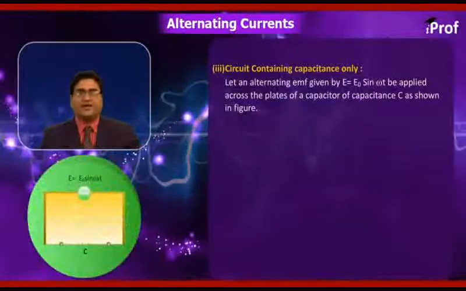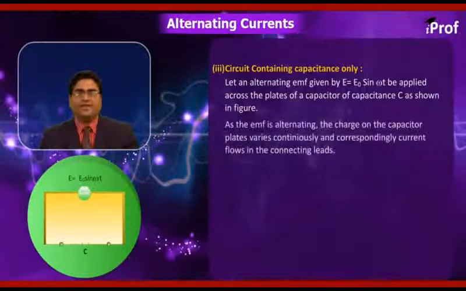Third, circuit containing capacitance only. Let an alternating EMF given by E equal to E naught sin omega t be applied across the plates of a perfect capacitor of capacitance C. As the EMF is alternating, the charge on the capacitor plates varies continuously and correspondingly current flows in the connecting leads.